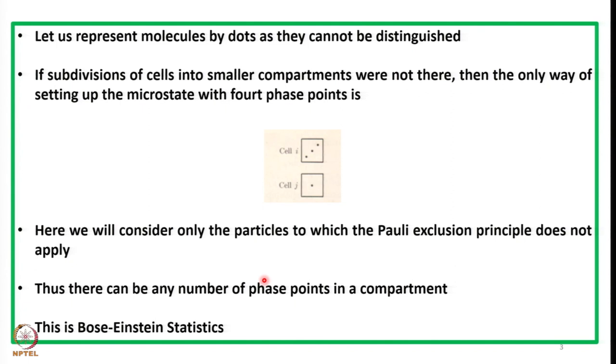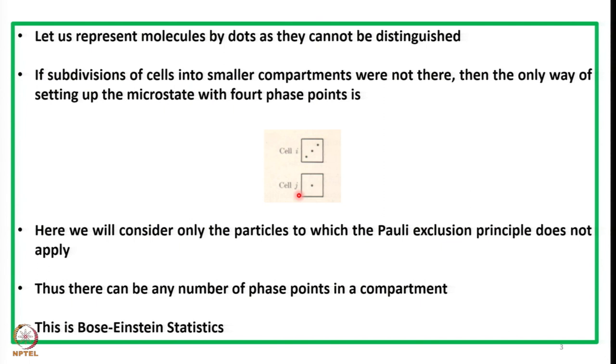Now, as I said earlier, let us replace A, B, C, D by just dots. Why by dots? Because we cannot distinguish between the particles, we cannot distinguish between the phase points. So, let us represent molecules by dots as they cannot be distinguished. We just see dots: in cell I, put 3 dots, and in cell J, you just put 1 dot. Now, if the subdivision of cells into compartments were not there, then the only way of setting up the microstate with 4 phase points is 3 in I, 1 in J. When I say subdivision of the cells into smaller compartments, that means within cell I we can create further compartments. If that is not there, then the only way we can arrange this is 3 in cell I and 1 in cell J.